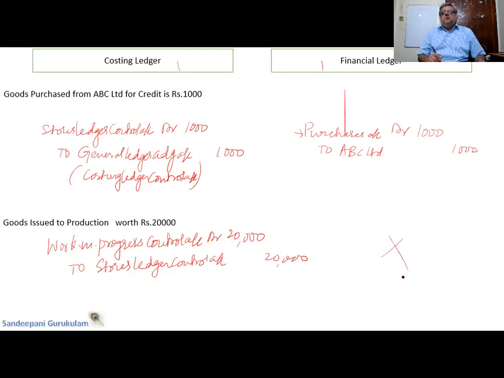In financial books, you won't be passing any entry because you are keeping it separate. So you are not passing any entry here.